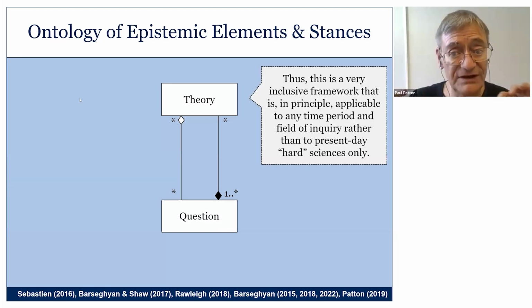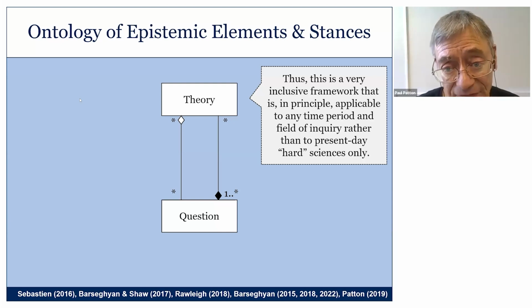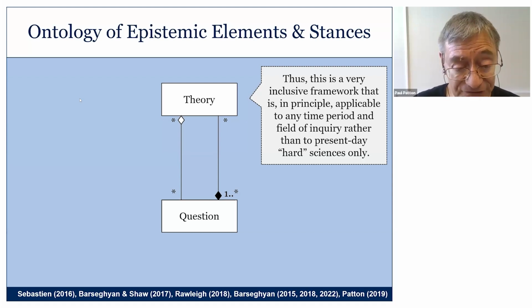This is intended to be an extremely broad and inclusive framework. It's intended to catch a wide variety of different belief systems for any time period in any field of inquiry, rather than just present-day hard sciences. Let's take an example of how we might use this system, and the example will be drawn from medieval scholasticism.